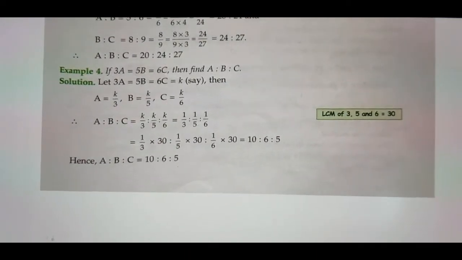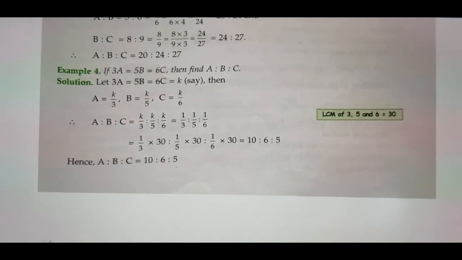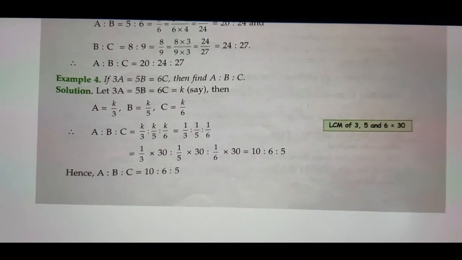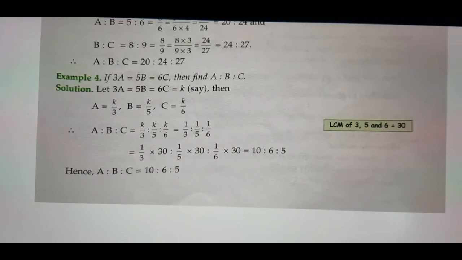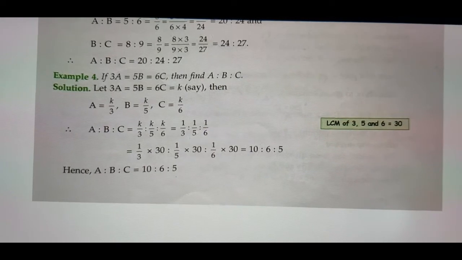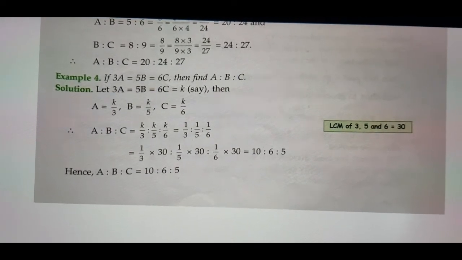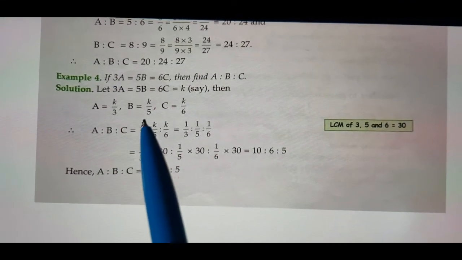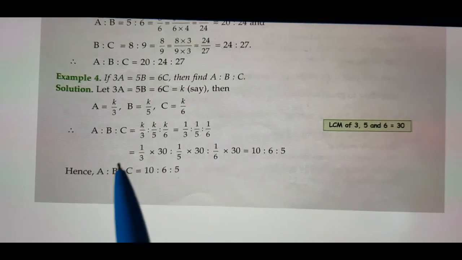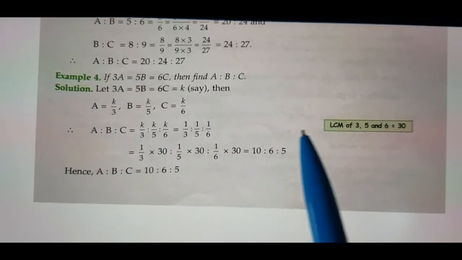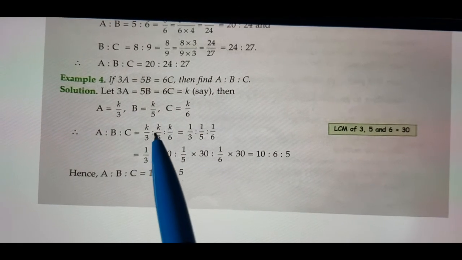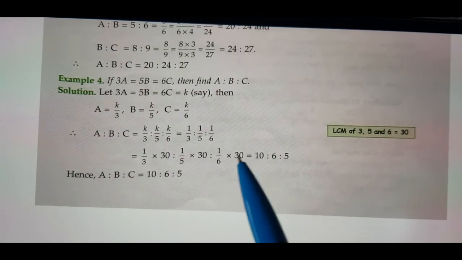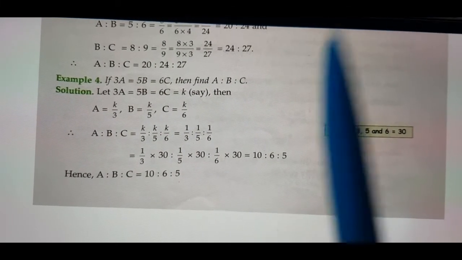Another example. 3A is equal to 5B is equal to 6C. Find A is to B is to C. So let 3A is equal to 5B is equal to 6C is K. So K upon 3 is A, K upon 5 is B and K upon 6 is C. You're getting my point? K upon 3, K upon 5, K upon 6. Now we find the LCM of these three numbers, which is 30. 1 upon 3 we can take K as 1. 1 upon 3 into 30, 1 upon 5 into 30, 1 upon 6 into 30. So answer is 10, 6 and 5.